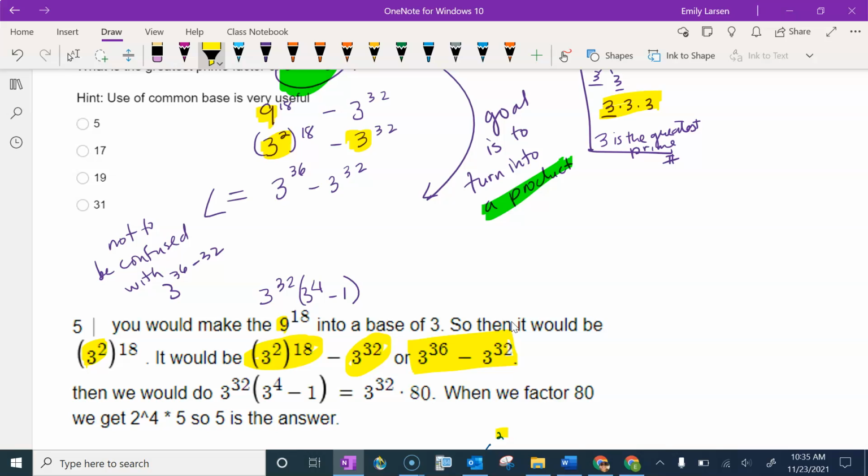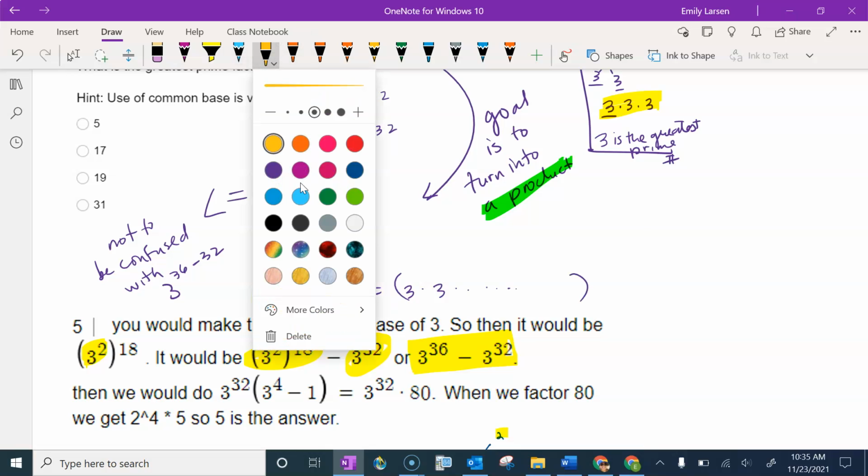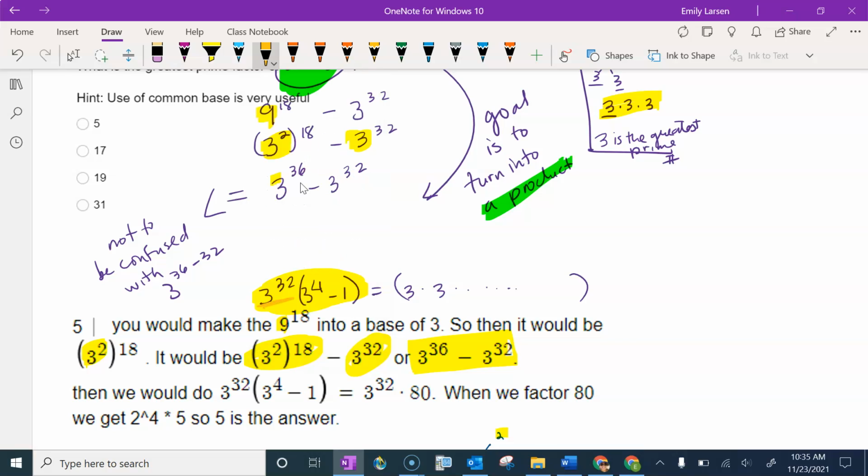So now what happens is you have this product. And in this product, you can see that this is a product of multiple factors of 3 all the way down to 32. So this right here is just repeated factors of 3. But this right here is a little bit different.